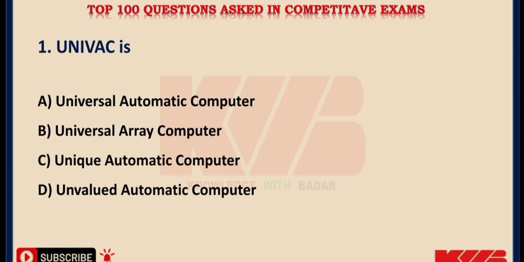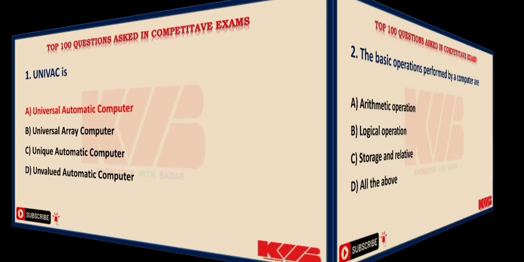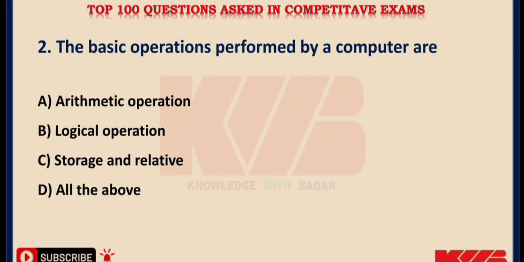Question number 1. UNIVAC is Universal Automatic Computer, Universal Array Computer, Unique Automatic Computer, or Unvalued Automatic Computer? And the correct answer is Universal Automatic Computer. Question number 2. The basic operations performed by a computer are arithmetic operation, logical operation, storage and relative, all the above. And the correct answer is all the above.